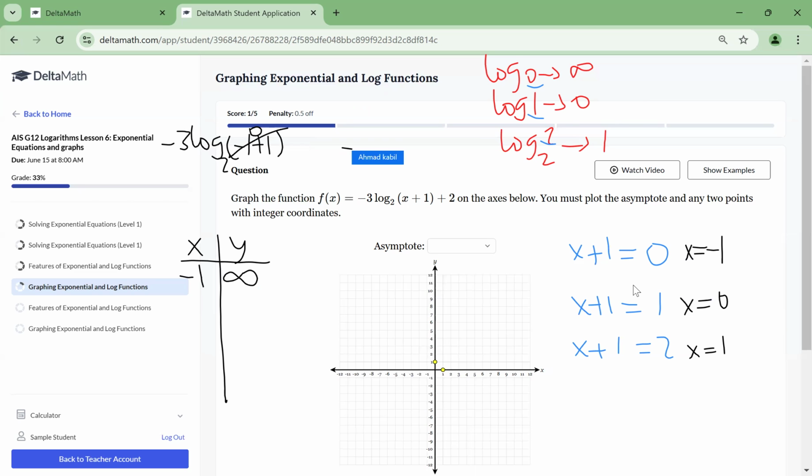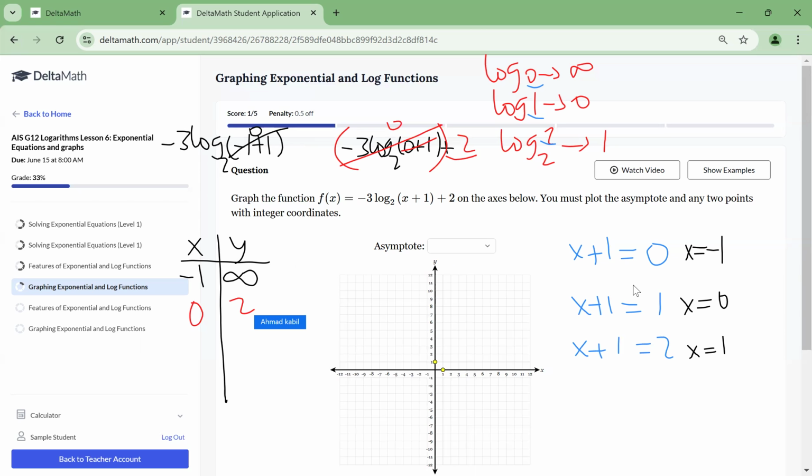When x is 0, let's plug and see what happens. So we have negative 3 log base 2 of 0 plus 1, plus 2. And 0 plus 1 is just 1, and so log 1 is 0. So this entire expression here is 0, and we have plus 2. So we're going to just write 0 and 2.